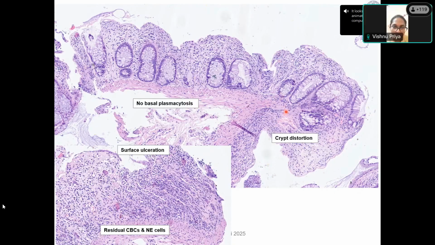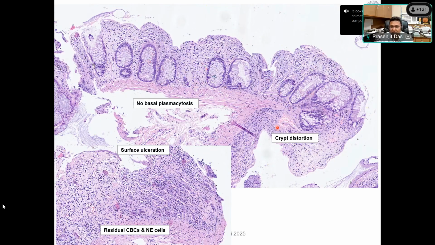There is no basal plasmacytosis noted in this diagram. Okay, so I will just explain for the others. Wherever the crypts are there, there is no basal zone. Somewhere the crypts are not there, but a lot of plasma cells are not there. What about eosinophilia? Eosinophilia is not there. So our indicators are possibly not there.